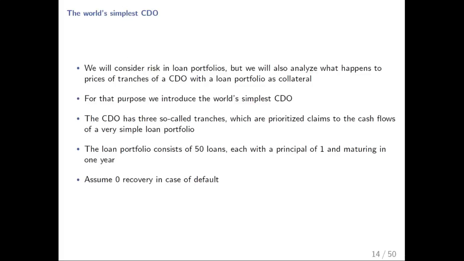And we're going to apply this to price a CDO. It's going to be the world's simplest CDO. I call it the world's simplest CDO because it is basically as simple as it can get, but it's very good for clarifying intuition. The CDO that we're going to think about is going to have three tranches, which are prioritized claims to the cash flows which come from the underlying loans in the basket. The loans in our basket are all completely homogeneous. So we're going to assume that the CLO has 50 underlying loans, all homogeneous, each paying a principal of 1 and maturing in 1 year, with a zero recovery default rate just for simplicity.